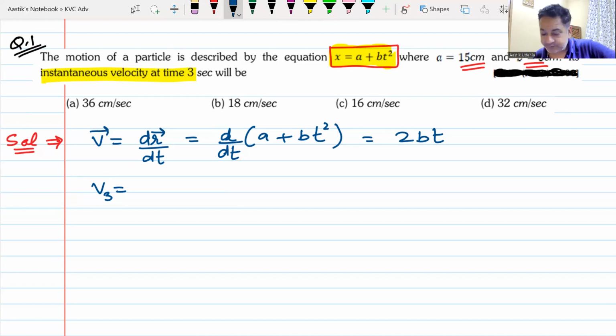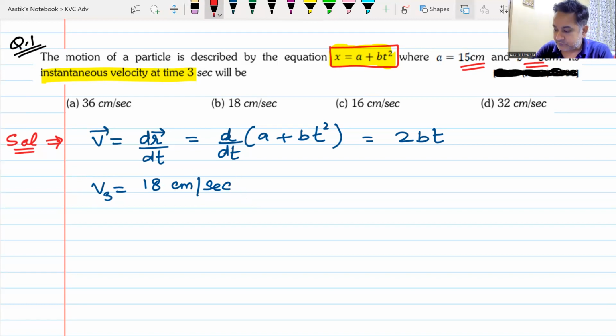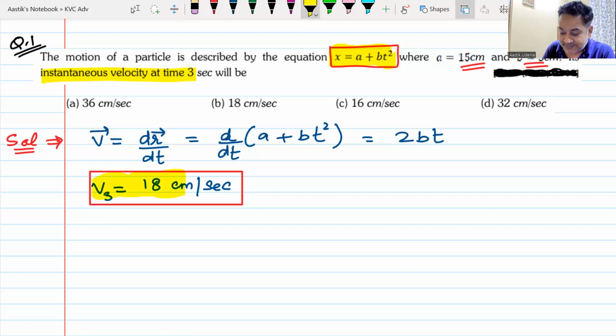Yes, bacha. 18, sir. 18 centimeters per second. Yes or no? Do we understand this? Everyone got this answer? Yes, sir. Not looking confident. Everyone got this answer? Yes or no? Yes, sir. That was the instantaneous velocity.